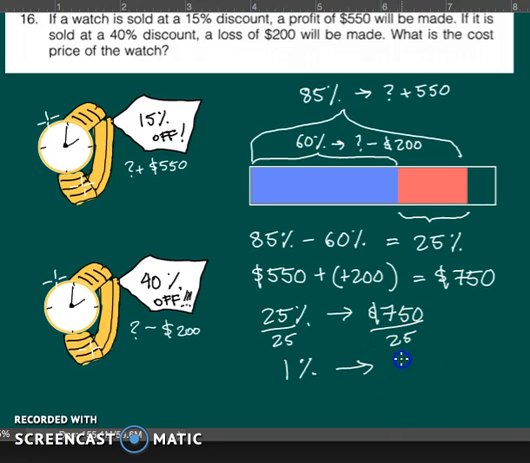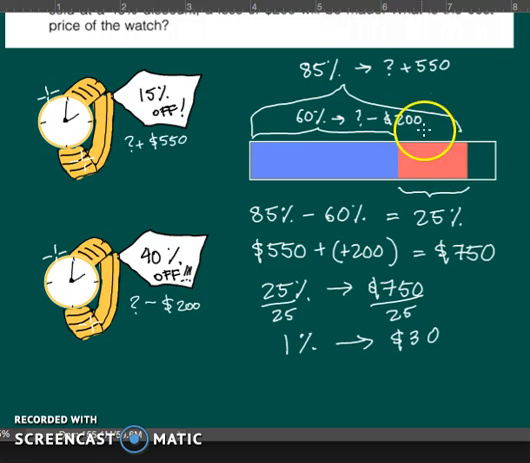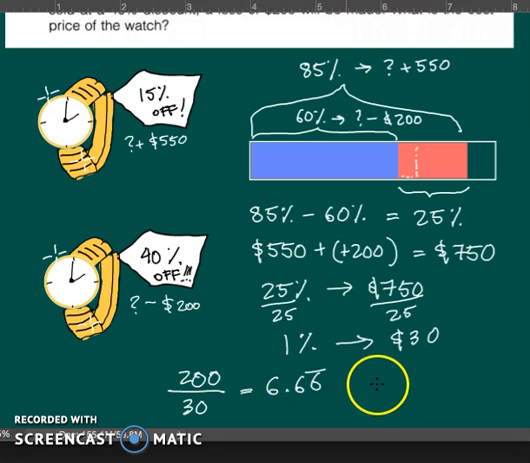is worth $30. So if at 60% we lose $200, how many more percent will it take before we break even? So somewhere around here, there's a point where we wouldn't make any money. We want to find out how many more percent it would take for that to happen. So if we know that 1% is worth $30, we can divide that $200 loss by 30, and we will get 6.66 repeating percent. So approximately 6.67%.